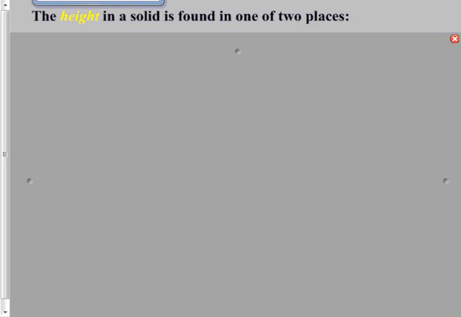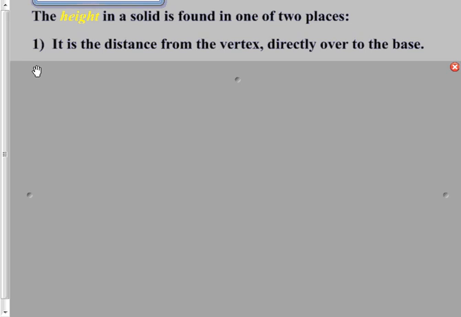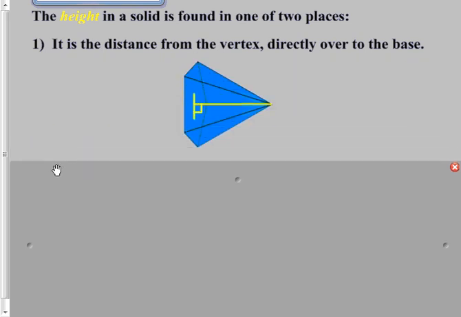Now here's one we should be very familiar with, height. The height in a solid is going to be found in one of two places depending on how many bases your solid has. If you only have one base, then your height is the distance from the vertex directly over to the base. And just like with our measurements of polygons, your height and your base are always going to be identified by the fact that they are perpendicular to each other.